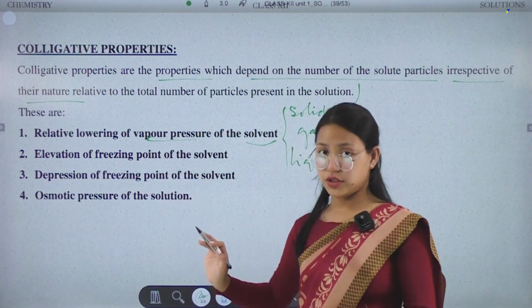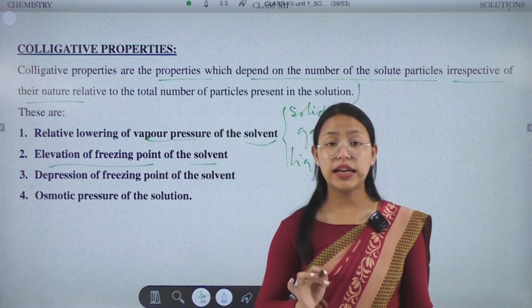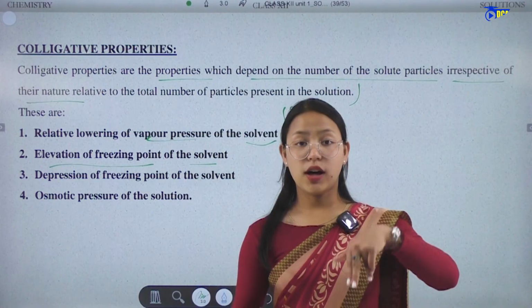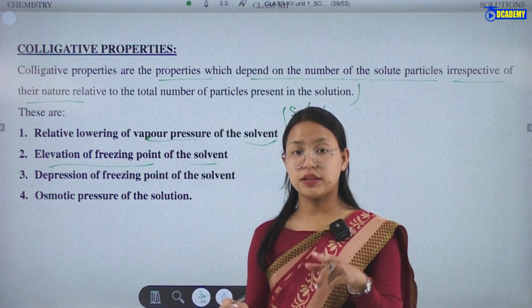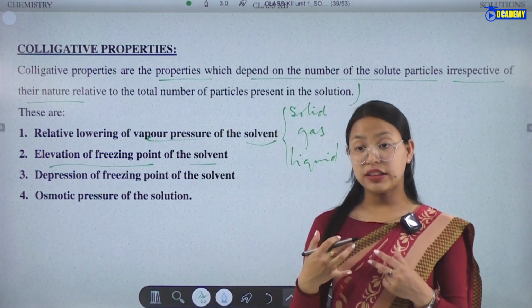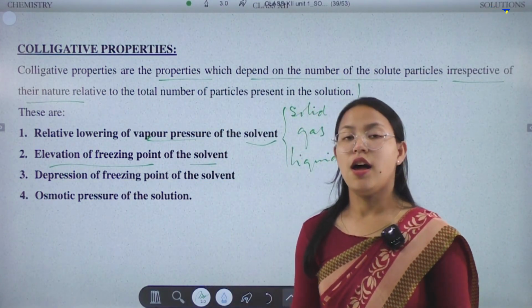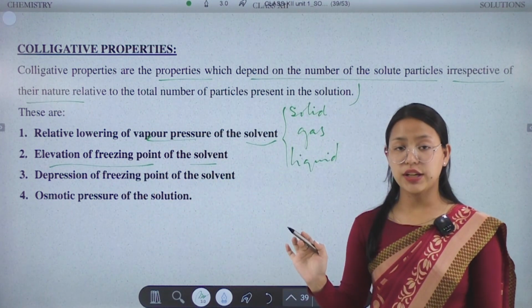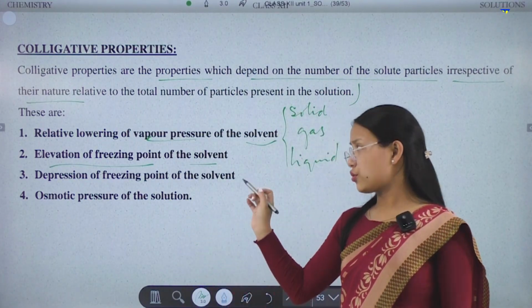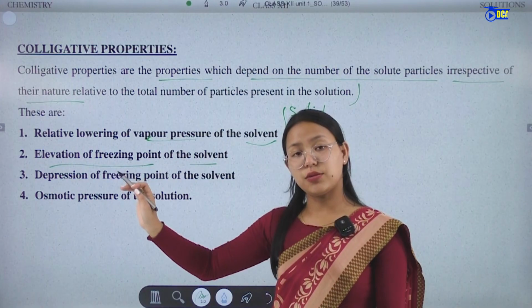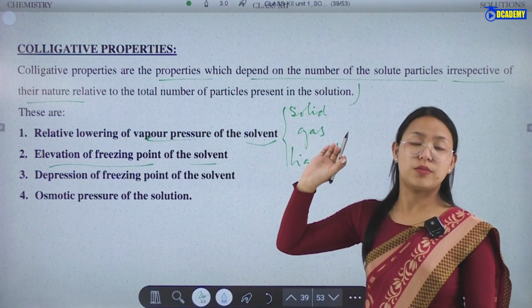And what about elevation of freezing point of the solvent? Elevation means elevator or lift. Elevation of freezing point means the freezing point of the solvent increases, and it is by the number of the particles of the solute present in the solution.